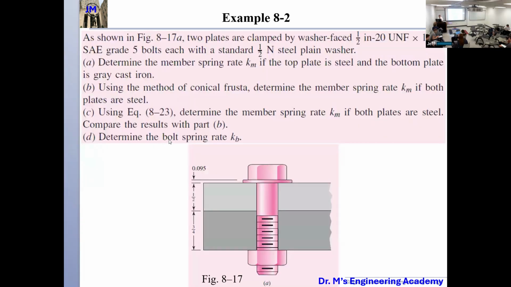So finally, determine the bolt spring rate kb. This kb is for the bolt. So keep in mind, I want to emphasize, we have kb and Km, and they are different. kb is the stiffness for the bolt, and Km is the stiffness for the members. For the members, that means all these things that are located in between the bolt head and the nut, they are not bolt. Okay? Be very, very careful.